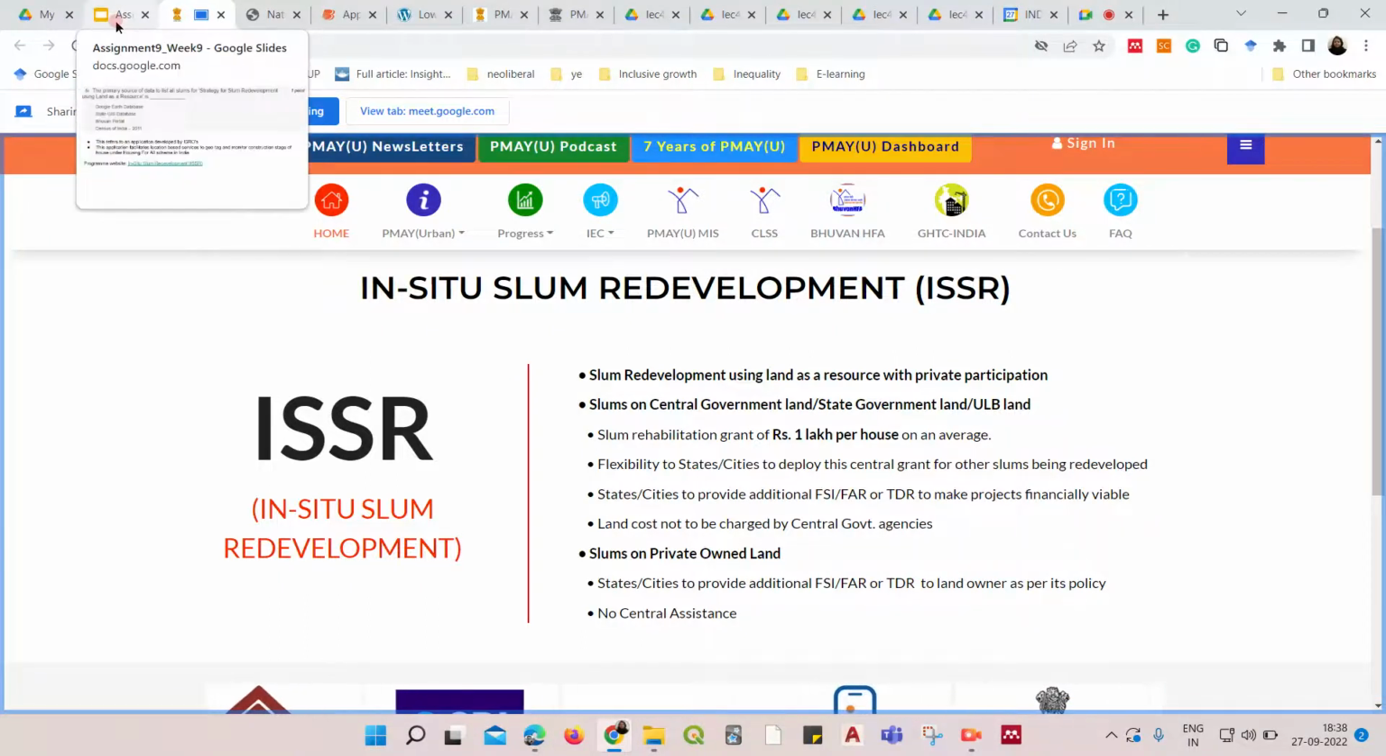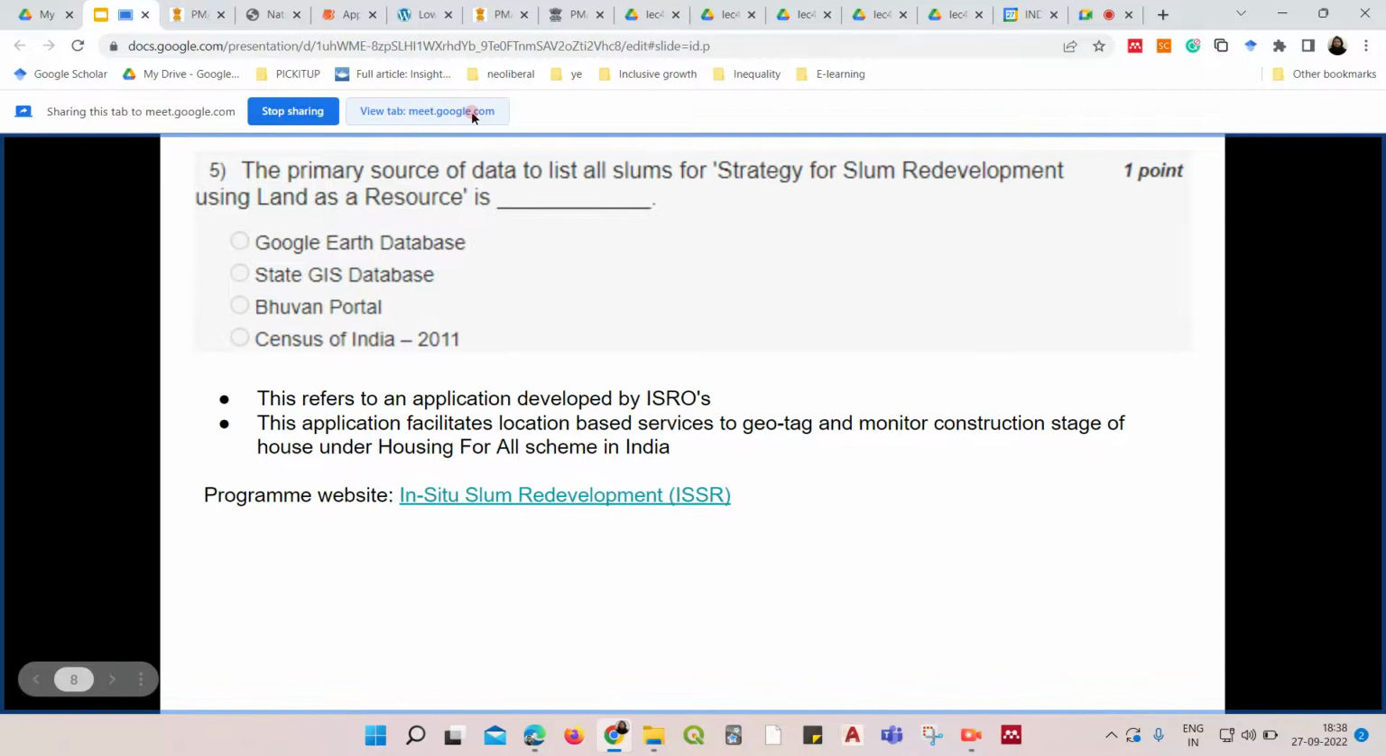So what we need here is data of where the site is located, and then how the program is progressing. For that we need a geotag database. What this question is talking about is an application developed by ISRO, and this application facilitates location based services to geotag the location and other data related to that slum redevelopment project, and it helps in monitoring the construction stage of houses under the scheme.